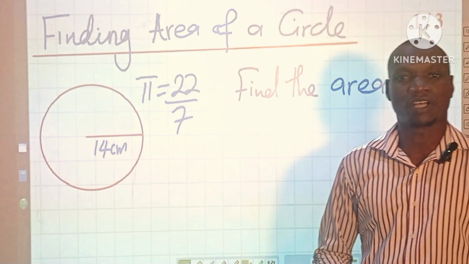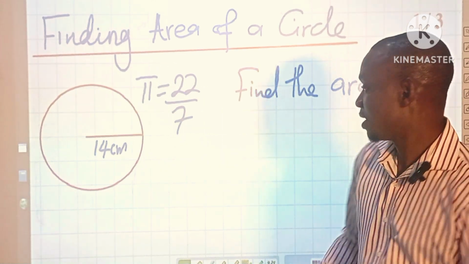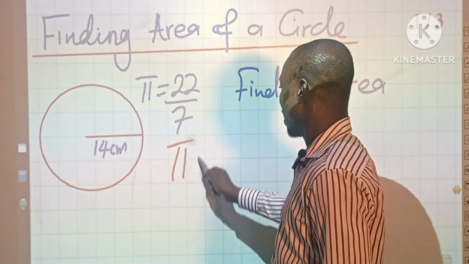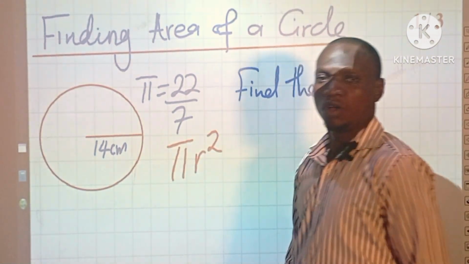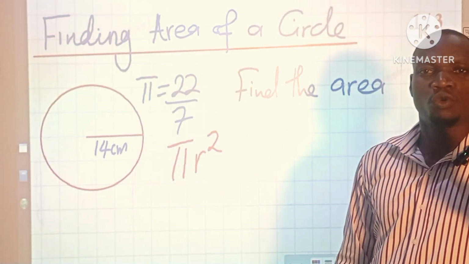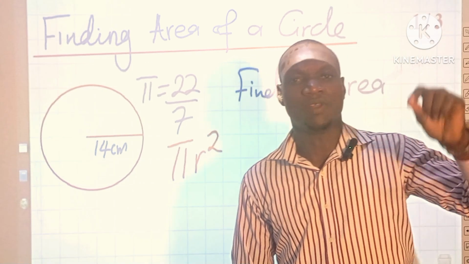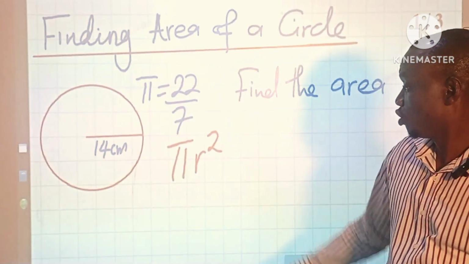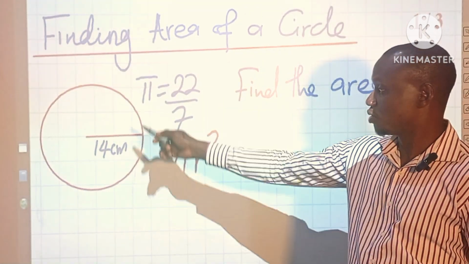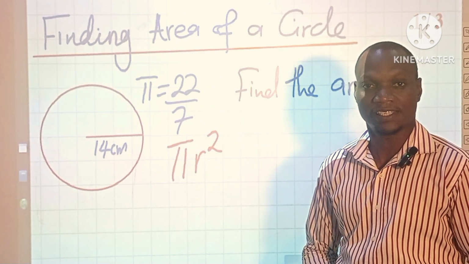The area of a circle can be derived using the formula pi r squared. Now, when looking for area, you can't use the diameter. So if you are given a diameter in any given question, you need to divide the diameter by 2 to derive your radius. In this question, we are given the radius as 14 centimeters.